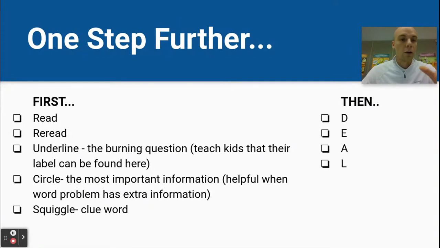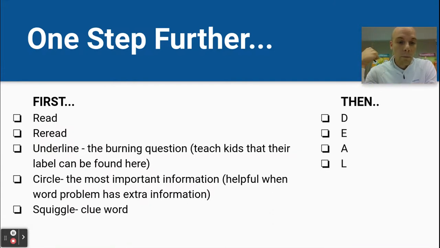But for students to better understand and grasp what a word problem is, we want them to have a process to figure out what the word problem is, instead of just putting a drawing down, putting an equation, putting an answer, putting a label. So we want them to read it all the way through first, digest it, and then reread the problem. When we reread the problem, we want to underline, circle, and squiggle some things too.